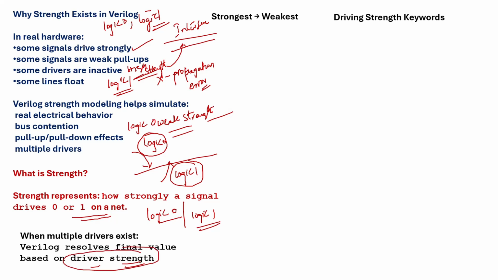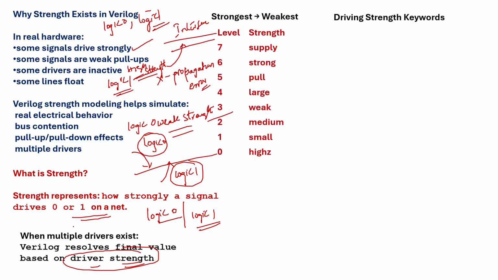Okay, driver strength: whichever is driving more strongly wins the race. There are weak signals and strong signals, and the levels are given here. Supply has two values, supply 0 and supply 1. Strong also has two signals, strong 0 and strong 1, and pull also has two signals. Each and every signal has two types. High impedance also has 0 and 1. All of these have strengths from high to low.